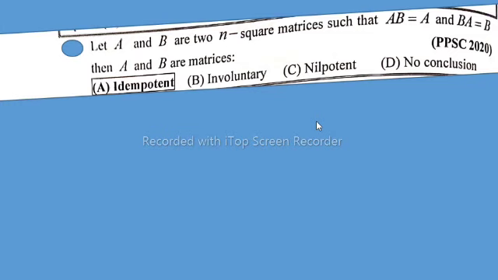In this lecture, I will solve Pakistan Public Service Commission 2020 MCQs, that is: A and B are two non-square matrices such that AB is equal to A and BA is equal to B, then A and B are matrices.